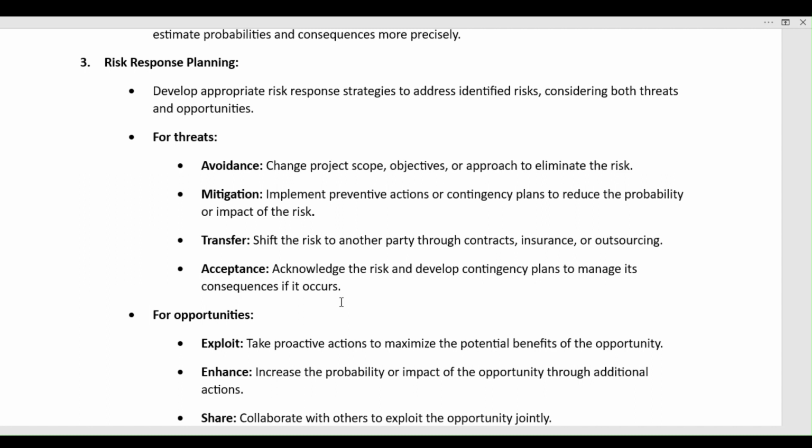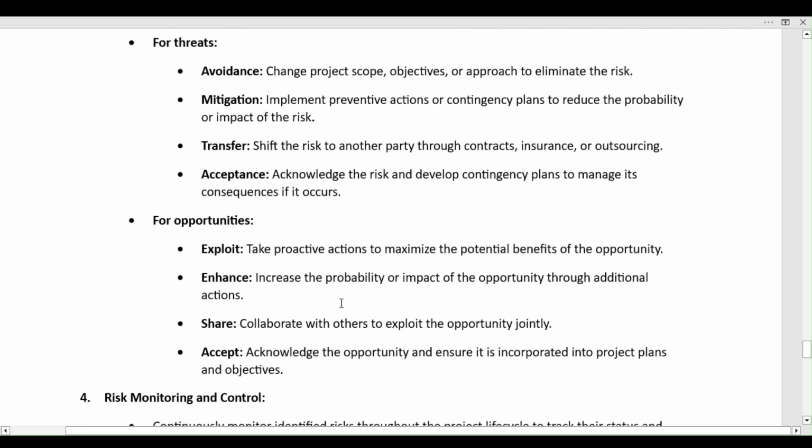Let's move on to the opportunities. First, exploit: take proactive actions to maximize the potential benefits of the opportunity. Second is enhance: increase the probability or the impact of the opportunity through additional actions. Third one is share: collaborate with others to exploit the opportunity jointly. And the last one is accept: acknowledge the opportunity and ensure it is incorporated into the project plans and objectives.